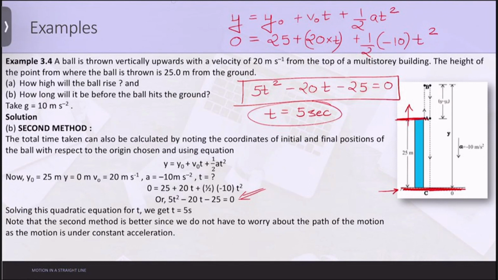Note that a quadratic equation can be solved using minus b plus minus under root b square minus 4ac upon 2a. So let's use it directly. Note that the second method is better since we do not have to worry about the path of the motion, as the motion is under constant acceleration. Just because this complete question is being asked in constant acceleration, it is quite clear, because directly using the different concepts of kinematic equation, using the concepts according to our choice, it makes it very easy to tackle the situation quite nicely.